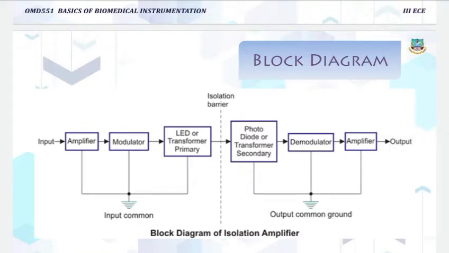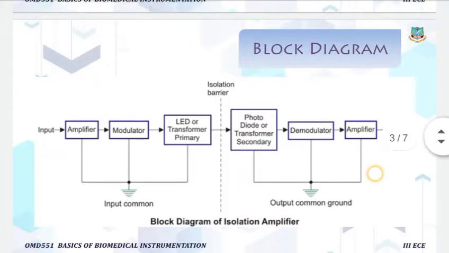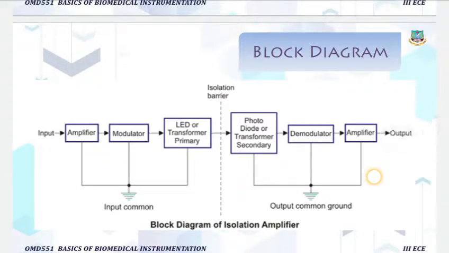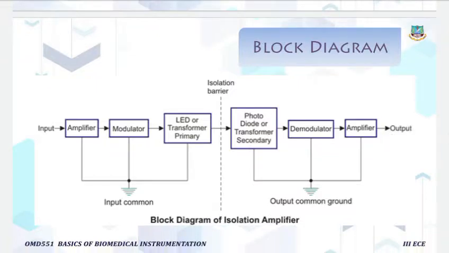Okay. Then if we are using the transformer, it means the modulator output is given to the transformer's primary winding. Due to the mutual induction, the energy given in the primary windings of the transformer will pass on to the secondary windings of the transformer.